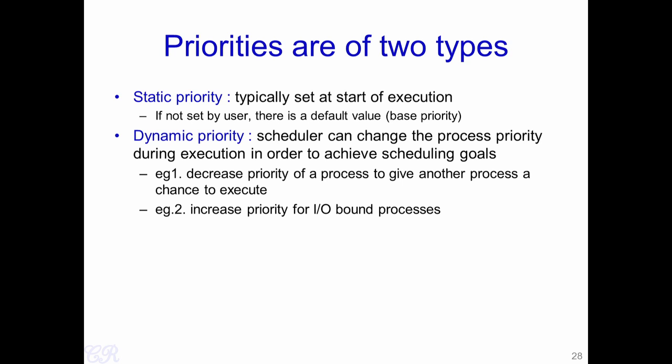For example, the scheduler could decide to decrease the priority of a process in order to give another process a chance to execute. Another example, as we have seen before, is to increase the priority of IO bound processes, since IO bound processes would typically require a faster response time.